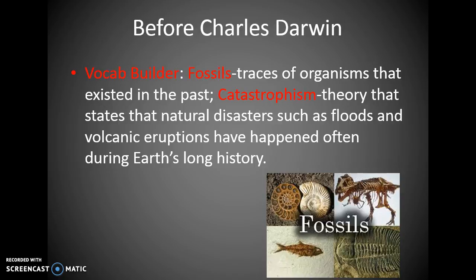And we figure out these theories by looking at fossils. And fossils are traces of organisms that existed in the past. So we look at these organisms that are embedded in rock or in shells and things like that, and we carbon date them, and we figure out when did this happen, when did this occur. And not just for the catastrophism theory, but for very many theories.